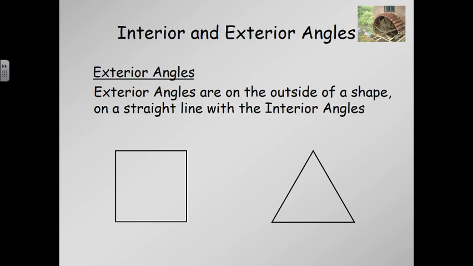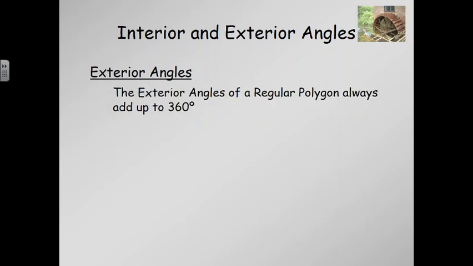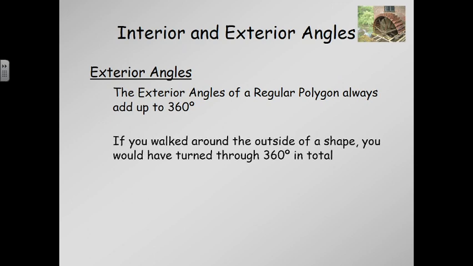Exterior angles then. They, again, do what they say on the tin. They're angles outside of your shape. If you were to extend all of your interior angles, they end up on a straight line. And if you were to walk all the way around your regular polygon, then you would have always completed 360 degrees. So key point there, that exterior angles always total up to 360 degrees.